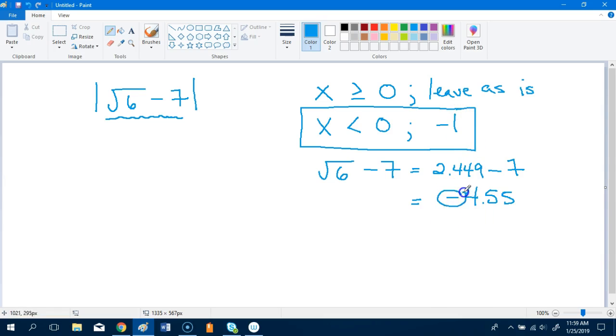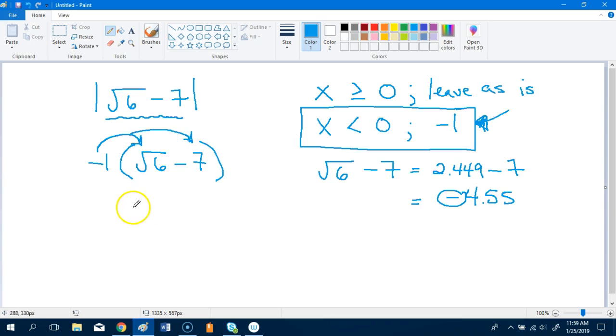It's a negative number. Because of that, if I want to remove my absolute value bars, I have to multiply everything within the absolute value by -1. That's this rule here. Okay, so just to recap, if the expression, when you calculate it out, is greater than or equal to 0, then you can just remove the absolute value bars and leave the expression as is. If the expression, however, when you put it in your calculator, is less than 0, then when you remove the absolute value bars, you have to multiply everything by -1, or in other words, everything by a negative.